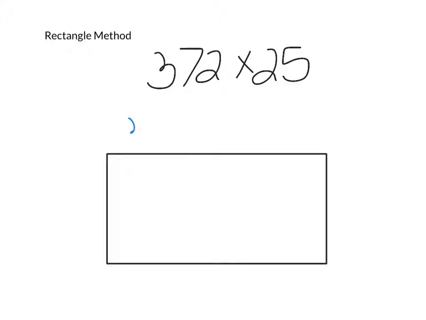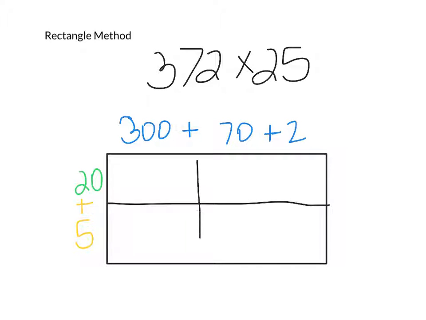So we're going to do 300 plus 70 plus 2 for my top row, and 20 plus 5 for my bottom row. Because I'm doing a 3-digit by 2-digit, my rectangle is 3 by 2. My first place is, and you can really start anywhere, but I'm going to start here with the 300 times 200, which is 6,000.